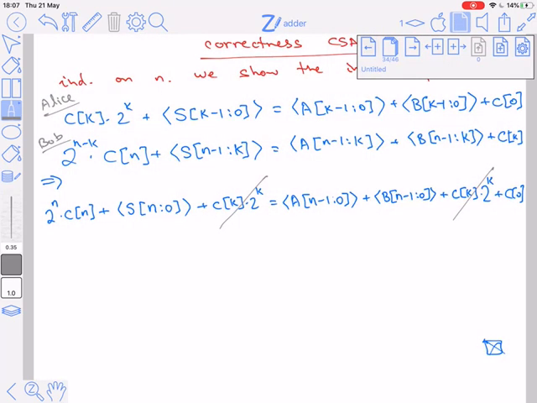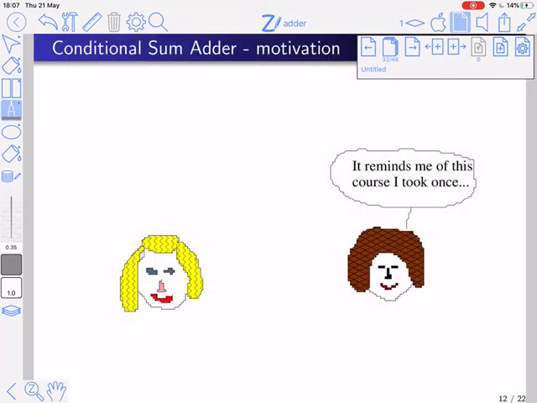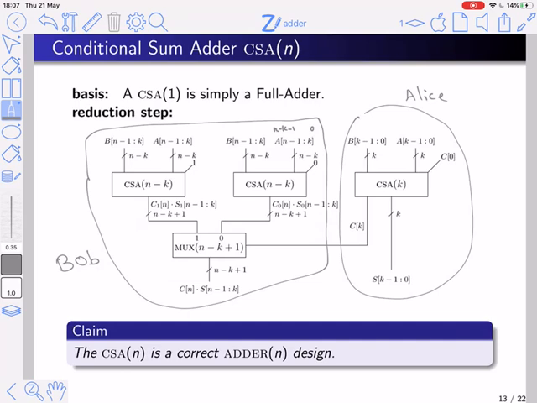Let's see why this is true. This is true because my paths either go through a CSA of size n over 2 and then through a mux, or they go through a CSA and then through a mux. In either case, because k equals n over 2, all these three CSAs that work in parallel have a delay of CSA of n over 2, and this adds a delay of another mux because this is simply a row of muxes.